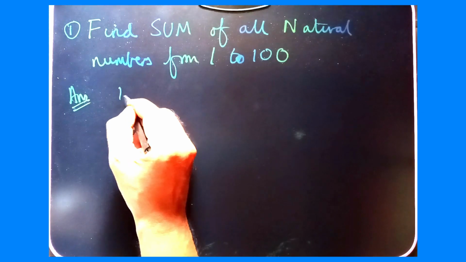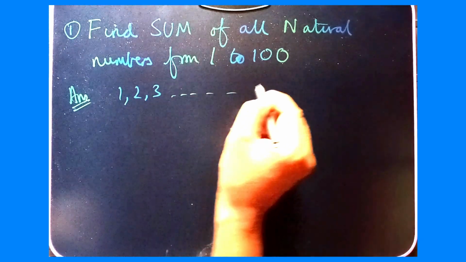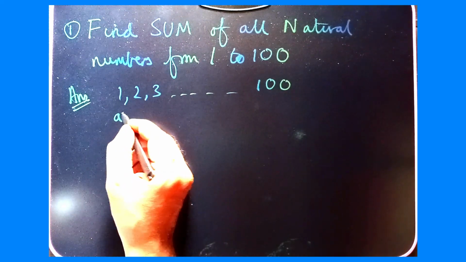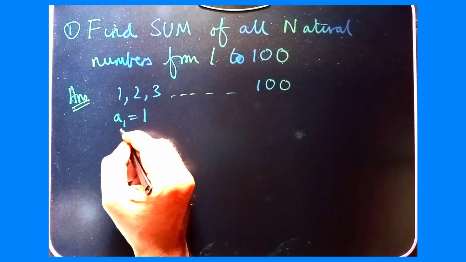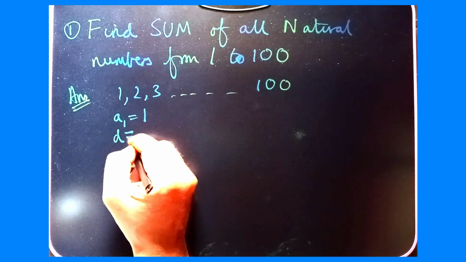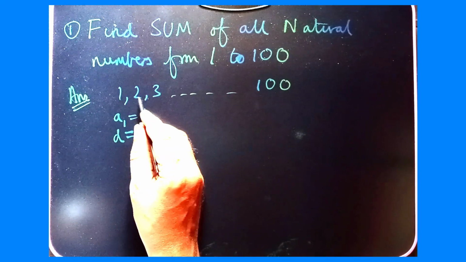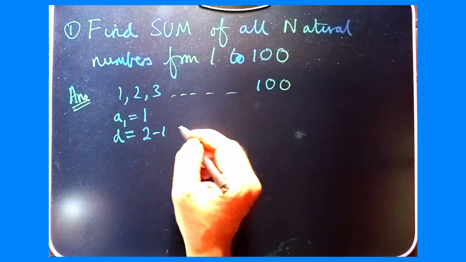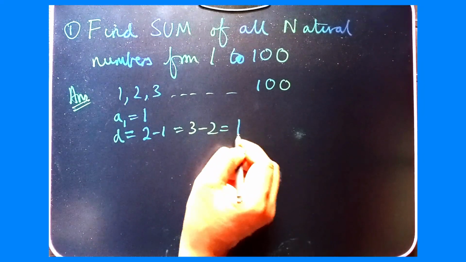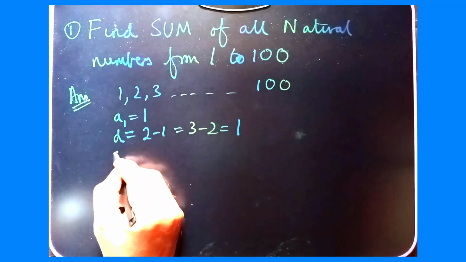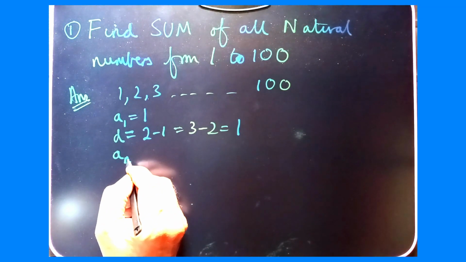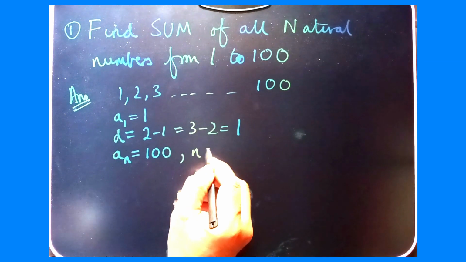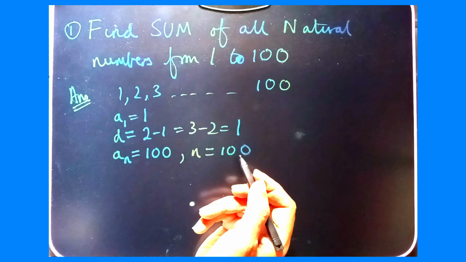So 1 to 100 is written as 1, 2, 3, like that, all the way till 100. Here the first number is 1. The constant difference between successive terms, successive numbers, is also 1. Basically 2 minus 1 or 3 minus 2 is equal to 1. And the last term, the nth term, is 100, and n is also equal to 100 because there are n terms.